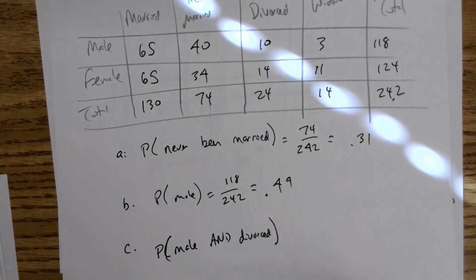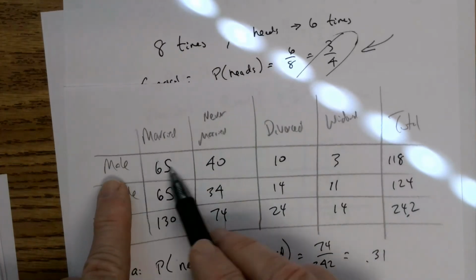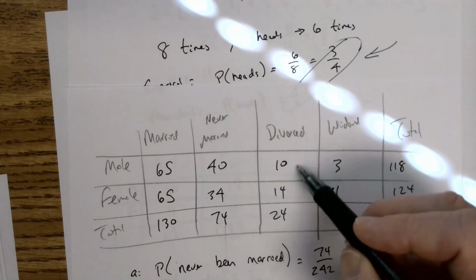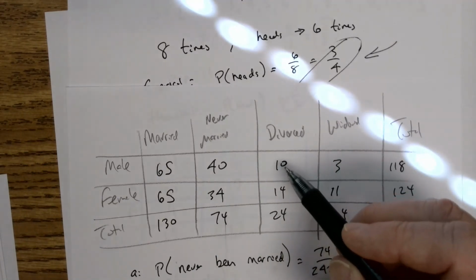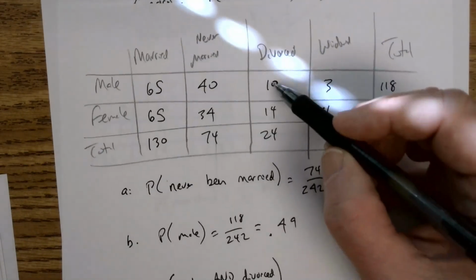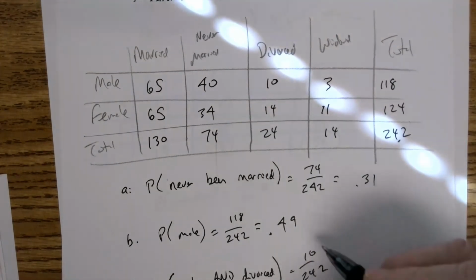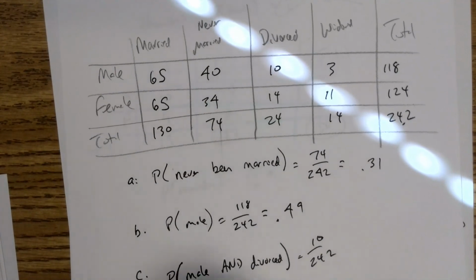Okay, I added a word, both. Do you understand that he has to be male and divorced? There's only 10 divorced males in the hat. So it's 10 out of 242. Okay, now watch this. And this is just where we're going.